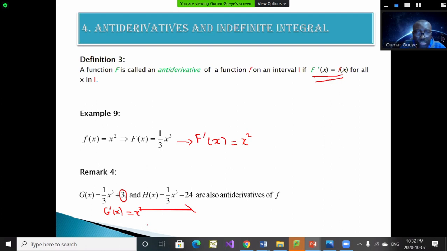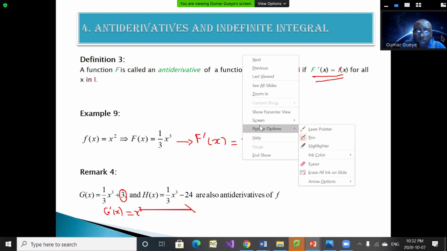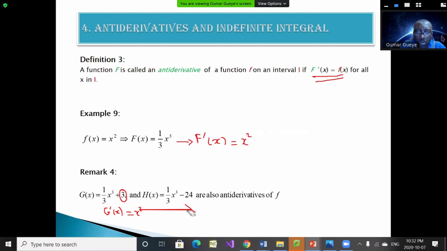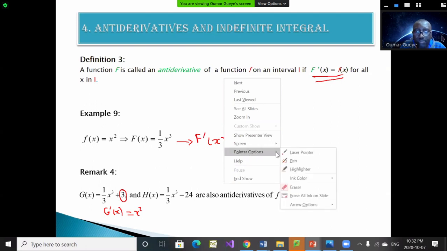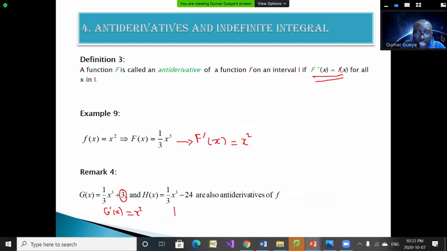Same when you differentiate h. The derivative of h is going to be x squared too, because when you differentiate this part, it is going to be x squared, and this part is going to be 0 too, because it's a constant.